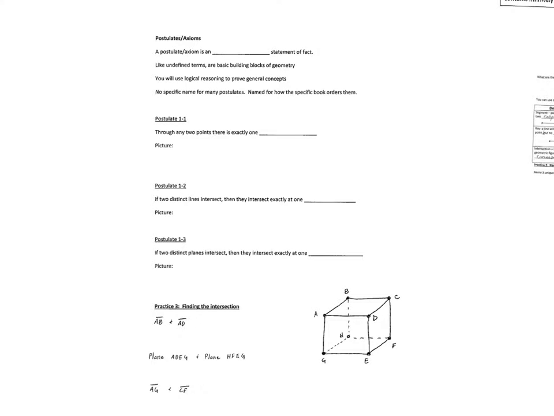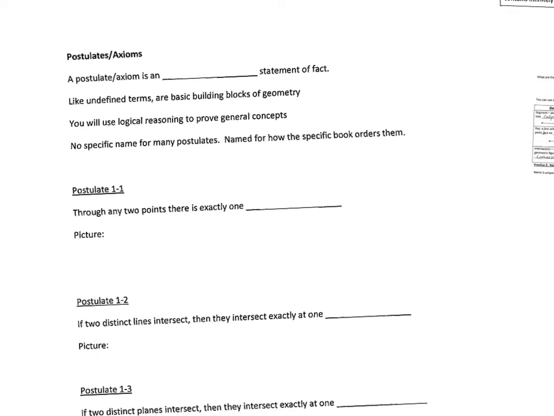Okay, last thing we're going to talk about are what we call postulates or axioms. They mean the same thing. I personally use the word postulate all the time, but I want you to be aware of both in case of ACT or another class. A postulate is the same thing as an axiom. Two different ways to say the same exact word.